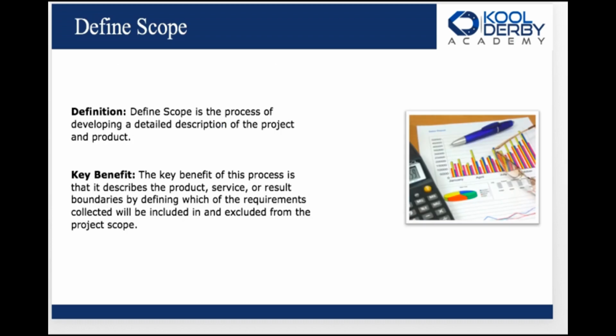Okay, so we are in define scope. The definition: define scope is the process of developing a detailed description of the project and product. Remember, the scope itself is the work to be performed. It relates to a detailed description, and that's key, of both the project and product. Project scope is what it takes to do the work. Product scope depends on the product that you're developing.